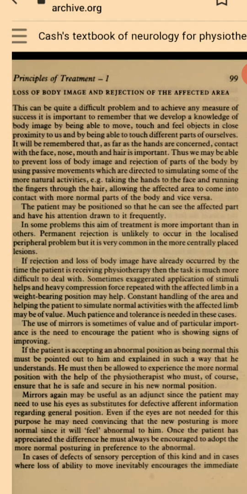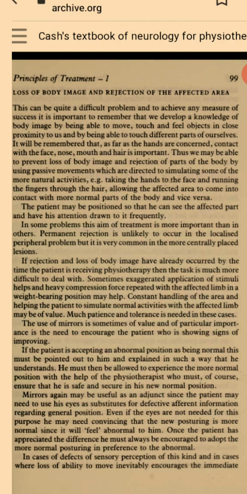The use of mirrors is sometimes of value, and of particular importance is the need to encourage the patient who is showing signs of improving. If the patient is accepting an abnormal position as being normal, this must be pointed out to him and explained in such a way that he understands. He must then be allowed to experience the more normal position with the help of the physiotherapist, who must, of course, ensure that he is safe and secure in his new normal position.